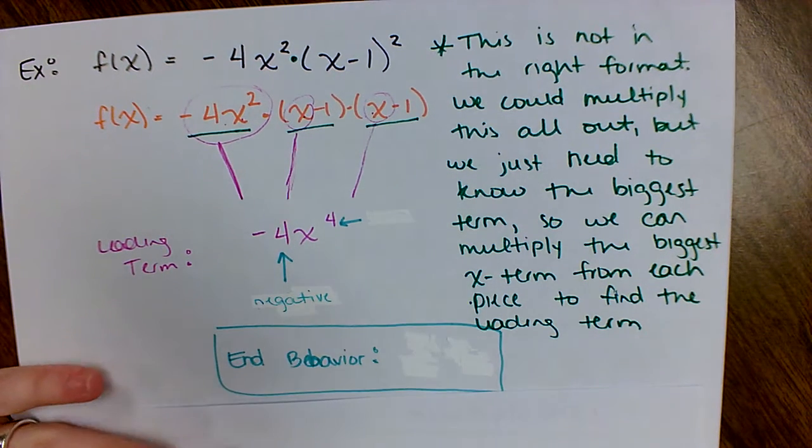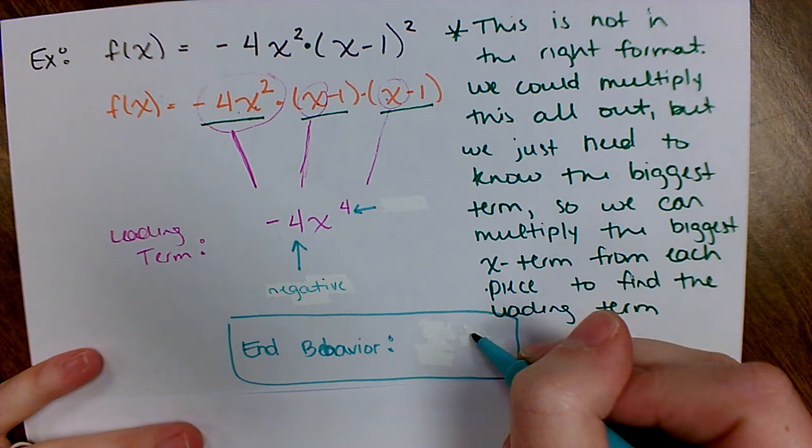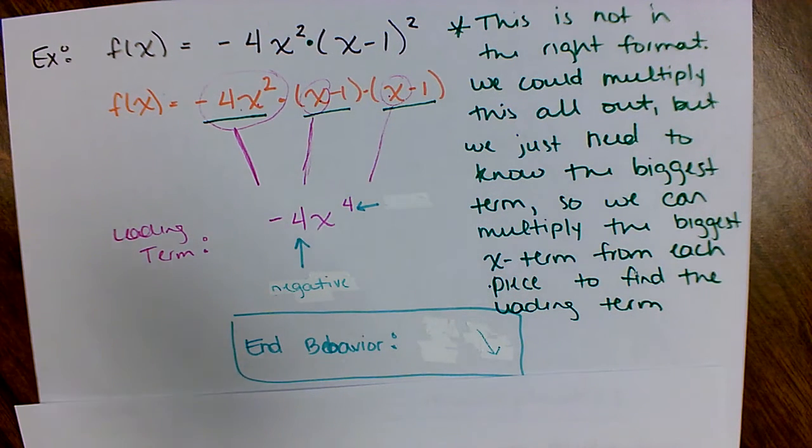So if we think about a negative quadratic function, so a negative x squared, this negative tells us what it's going to be doing on the right. So what is it doing on the right for a negative quadratic function? Well, it's going down, so it's negative, so it's going to be going down. Negative means it goes down on the right.